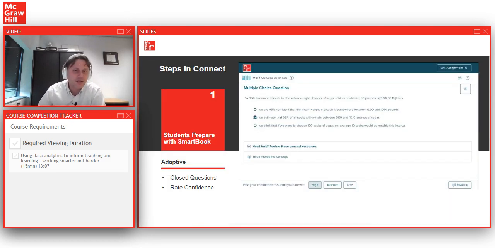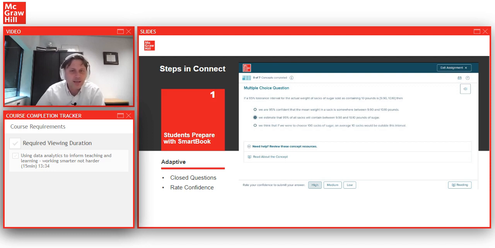Here's a question on the smart book. Again, this is something students would do before class. This is all in Connect, and again, all closed questions. They have to answer on several different concepts. You can see at the top it says 0 of 7 concepts completed. Each concept they need to answer 2 questions correctly. And what's really interesting about this software is that it also forces them to rate their confidence.